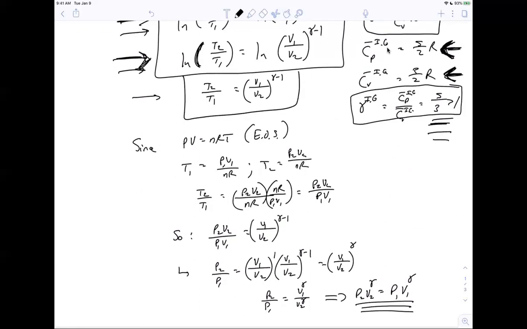What we find is T1 is just P1 V1 over nR, and T2 likewise is the same relationship with 2 instead of 1. So the ratio of T2 over T1 using these expressions just turns out to be this: T2 over T1 is P2 times V2 divided by P1 times V1, the product of pressure and volume. Okay. Any questions, comments?